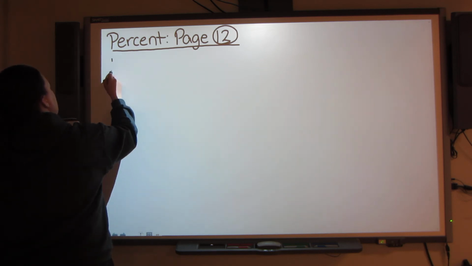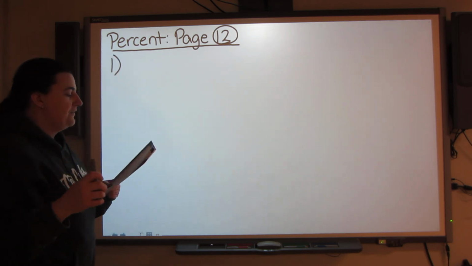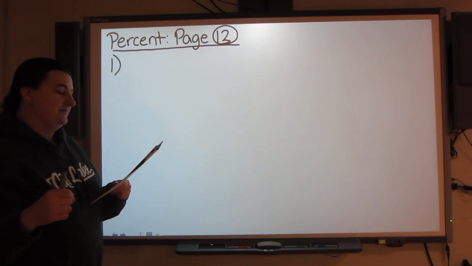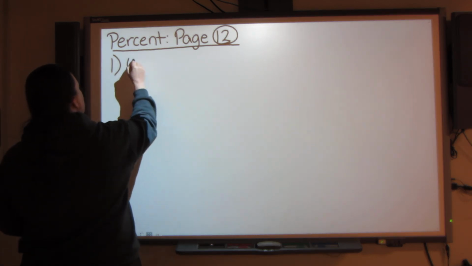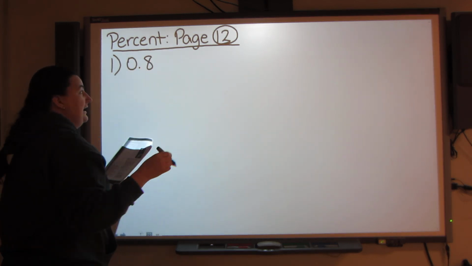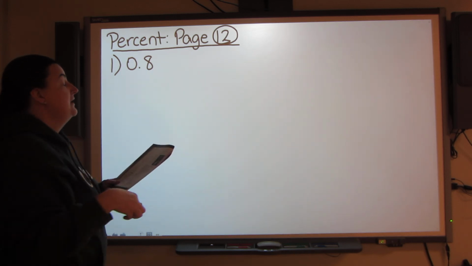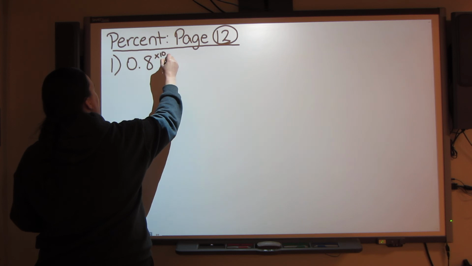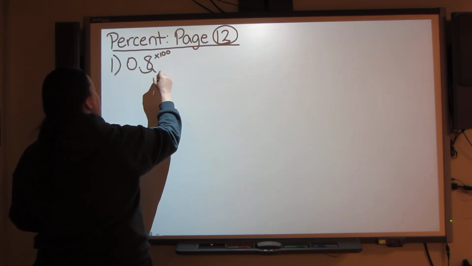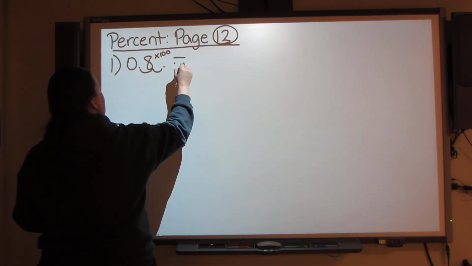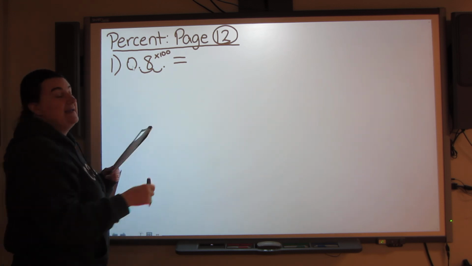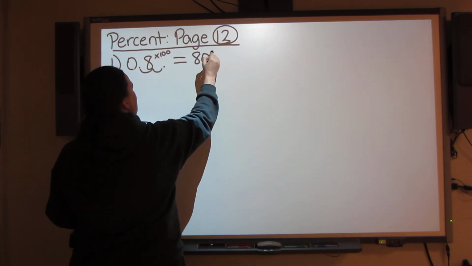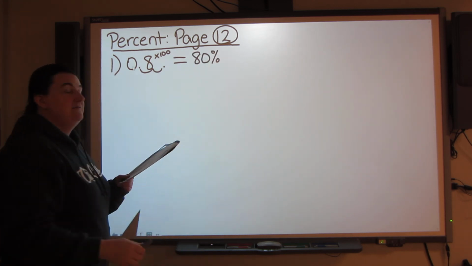Number 1. Write each decimal as a percent. Now we've done this lots of times. So number 1 is 0.8 or 8/10. When I'm changing that to a percent, I need to multiply by 100 and move my decimal 2 spots over. Don't forget, if you have an empty space, that gets a 0. And now I have 80%.